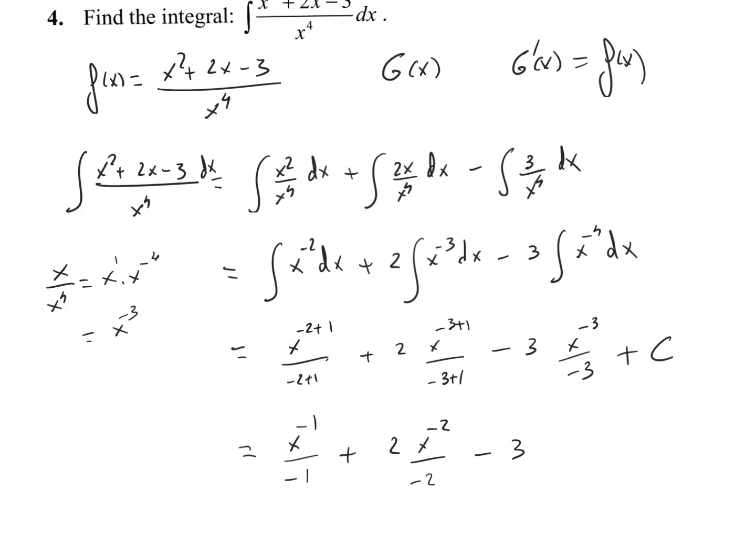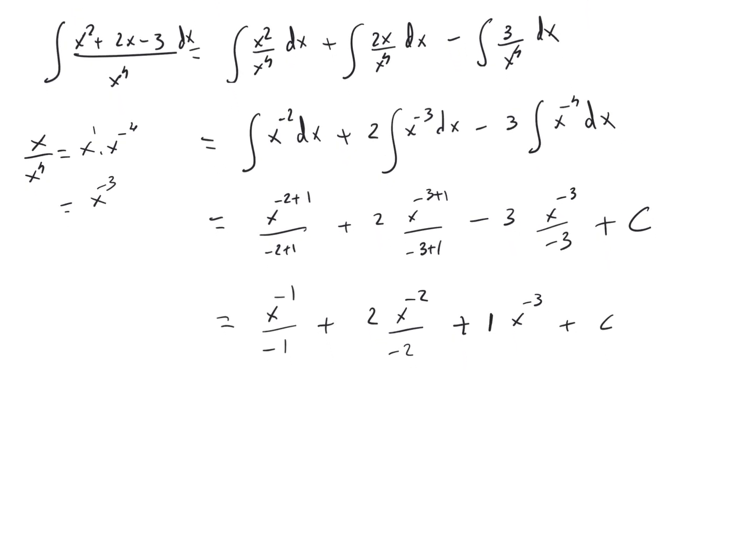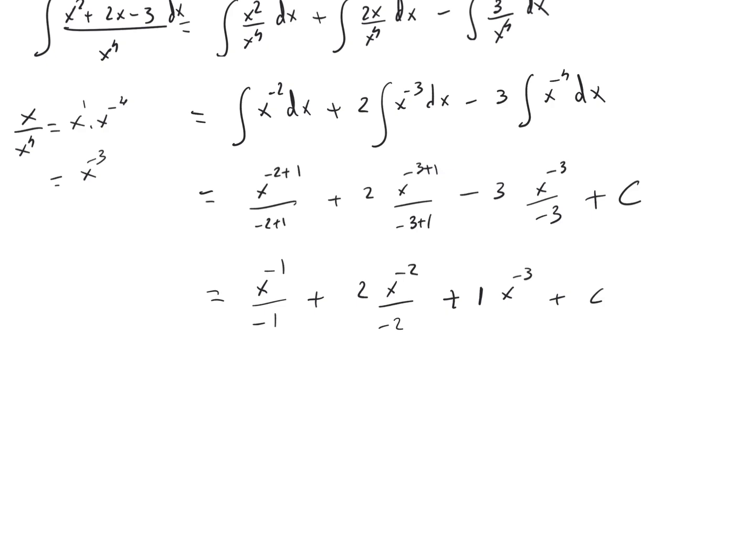Minus 3 will be plus, and still minus 3 will be plus 1, and x−3 plus c. So it will be equal to −1 divided by x, plus minus, because plus with minus is minus, 2 divided by 2 is 1, so it will be x−2.